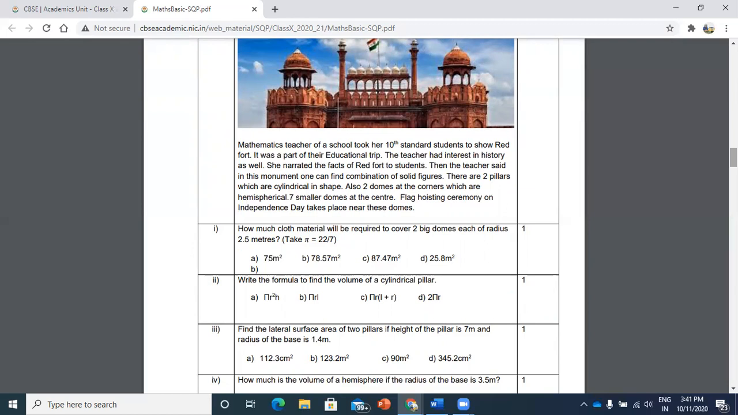And then there are a few questions based on that, which can be easily done if you know the formula. So how much cloth material will be required to cover 2 big domes? Now they've given you the shape of the dome. That's what you have to read. What is the shape of the dome that has been mentioned here?